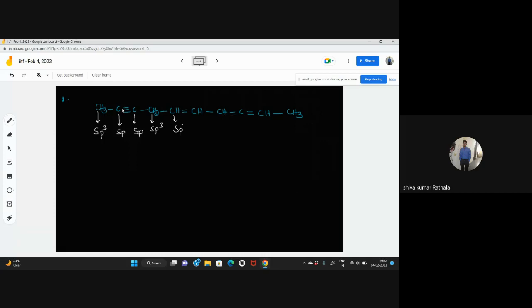sp2, no? Double bond is there, no? If a double bond is there, we will write it like this only, no? Sir, only a single bond is there, sir. Double bond and two single bonds, no? Double bond and two single bonds means which one will we write? Likewise only we will write, no? Yes, sir.